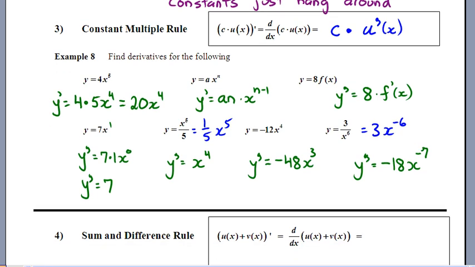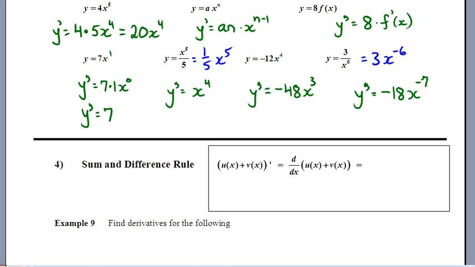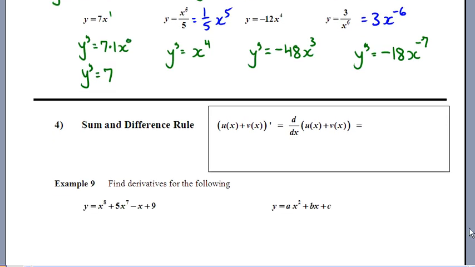One more main rule for today. This one's actually quite nice. It's what you'd kind of hope would happen. What if you have some stuff that's all added or subtracted together? Like look at the first example there. X to the 8th, 5x to the 7th, a minus x, and a 9. I know how to do the derivative of all of those things individually, right? Like just the 8x to the 8 or the 5x to the 7th. Well, what about when they're added or subtracted in a polynomial? And the good news is it's quite nice. Just do them separately.